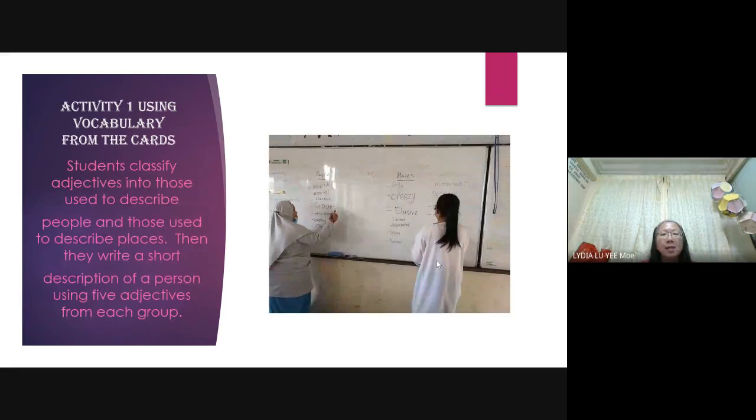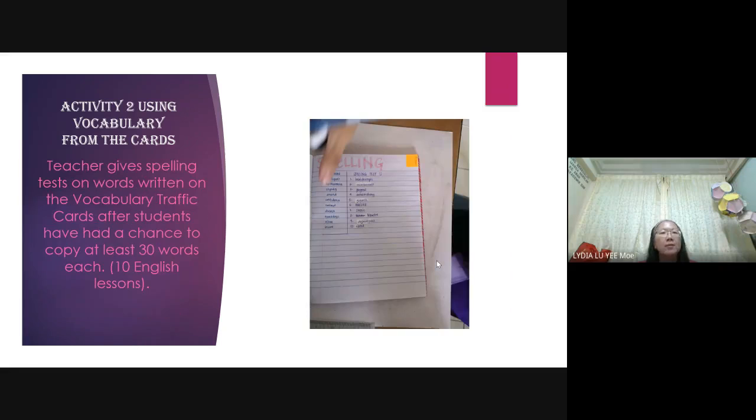So some of the activities that I used are with the words that they copy into their vocabulary cards at the beginning of every lesson. So I will test them. For example, one activity was I asked them to organize the words into adjectives to describe people and places, or adjectives that can describe both people and places. Another one, of course, is using spelling. After a few lessons where they have a few words already, I will test them on some of the words.